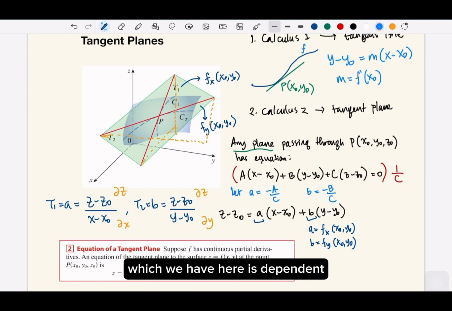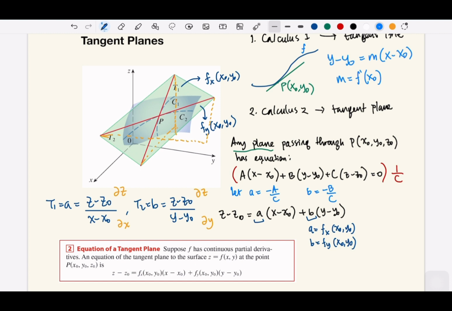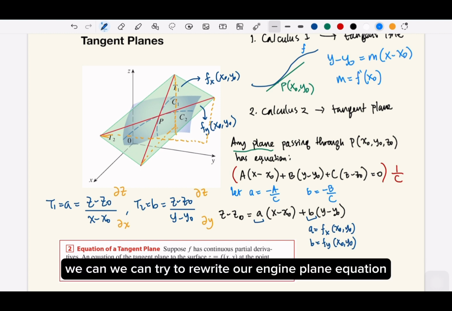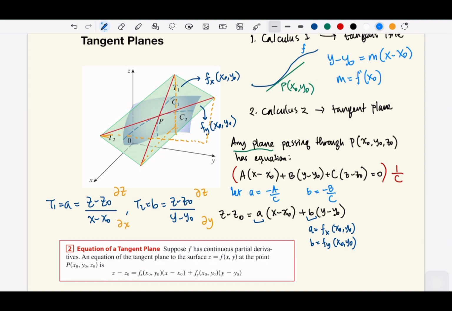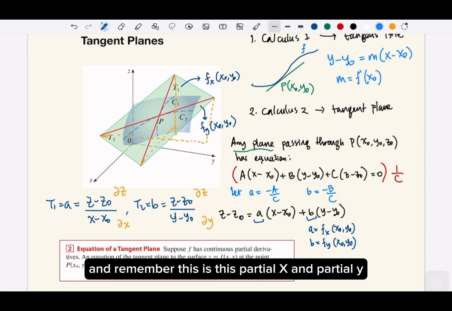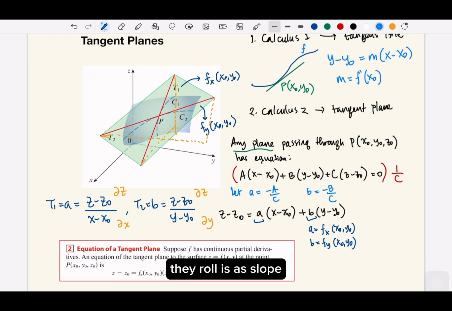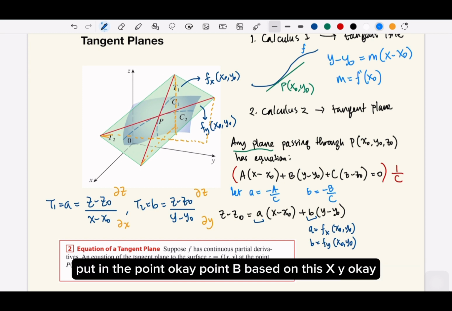What we have here is the tangent plane. If we know our function z equals a function of x and y, we can rewrite our tangent plane equation: z minus z0, the difference in z, equals the partial x at that point. Remember, partial x and partial y play the role of slopes. Since there are two slopes, they make a plane, which is why we call it the tangent plane. At this point P, we need to put in the point based on x and y, and then we have the tangent plane.